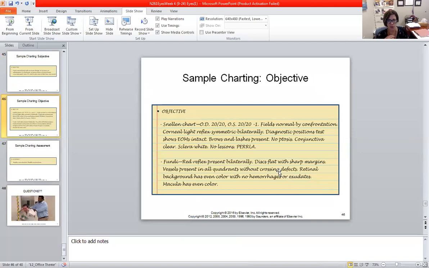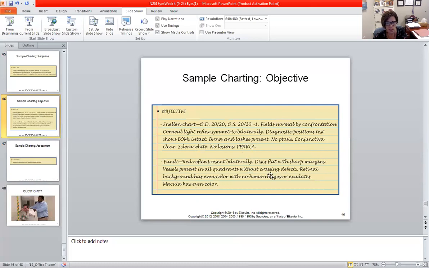If we're looking at objective data, this is when we're doing the Snellen eye chart. Right eye, left eye, 20/20. Fields are normal by confrontation. Corneal light reflex is symmetric. Diagnostic position test shows EOM, extraocular movements, are intact. Brows and lashes are present. No ptosis, which means drooping eyelid. Nystagmus is also something I forgot to mention, which is a flickering of the eyes. So we'll go through that. No scleral redness, no lesions, and PERRLA. So they're writing all this in their objective note.